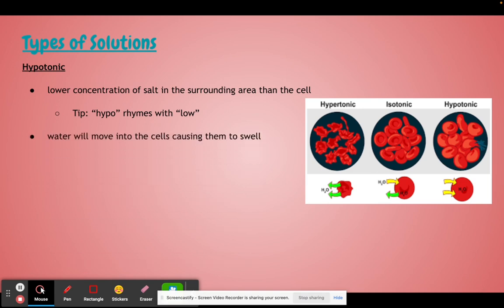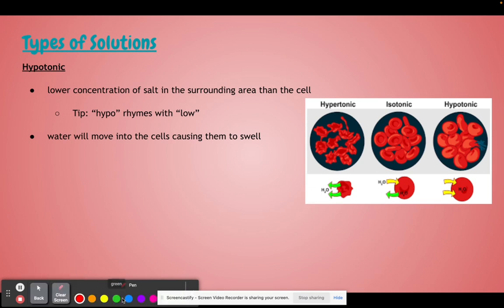And because of the concentration gradient, there being more water on the outside of the cell than the inside of the cell, the water is going to go from high to low. It's going to move into the cell. And so since the water is going to go into the cell, it's going to cause them to swell.